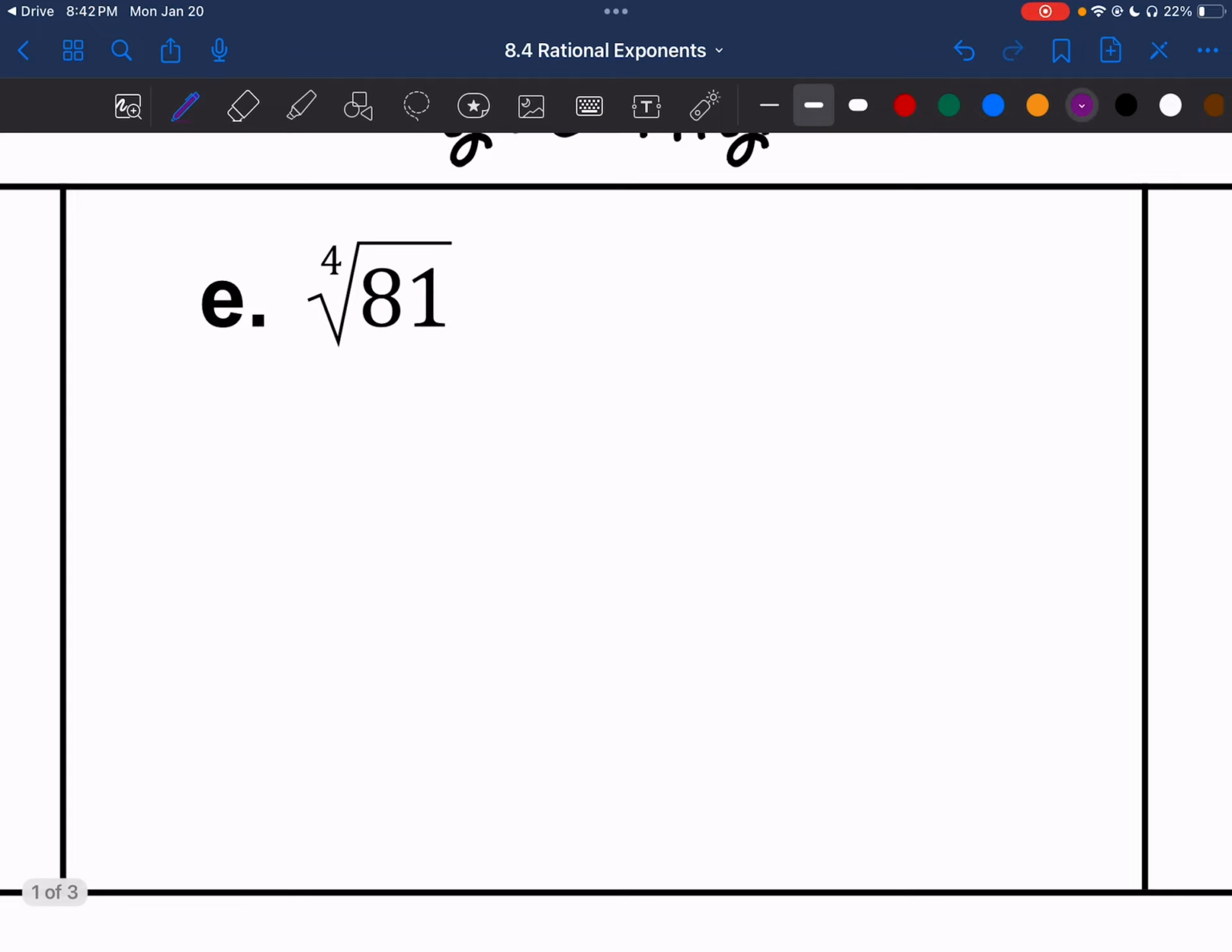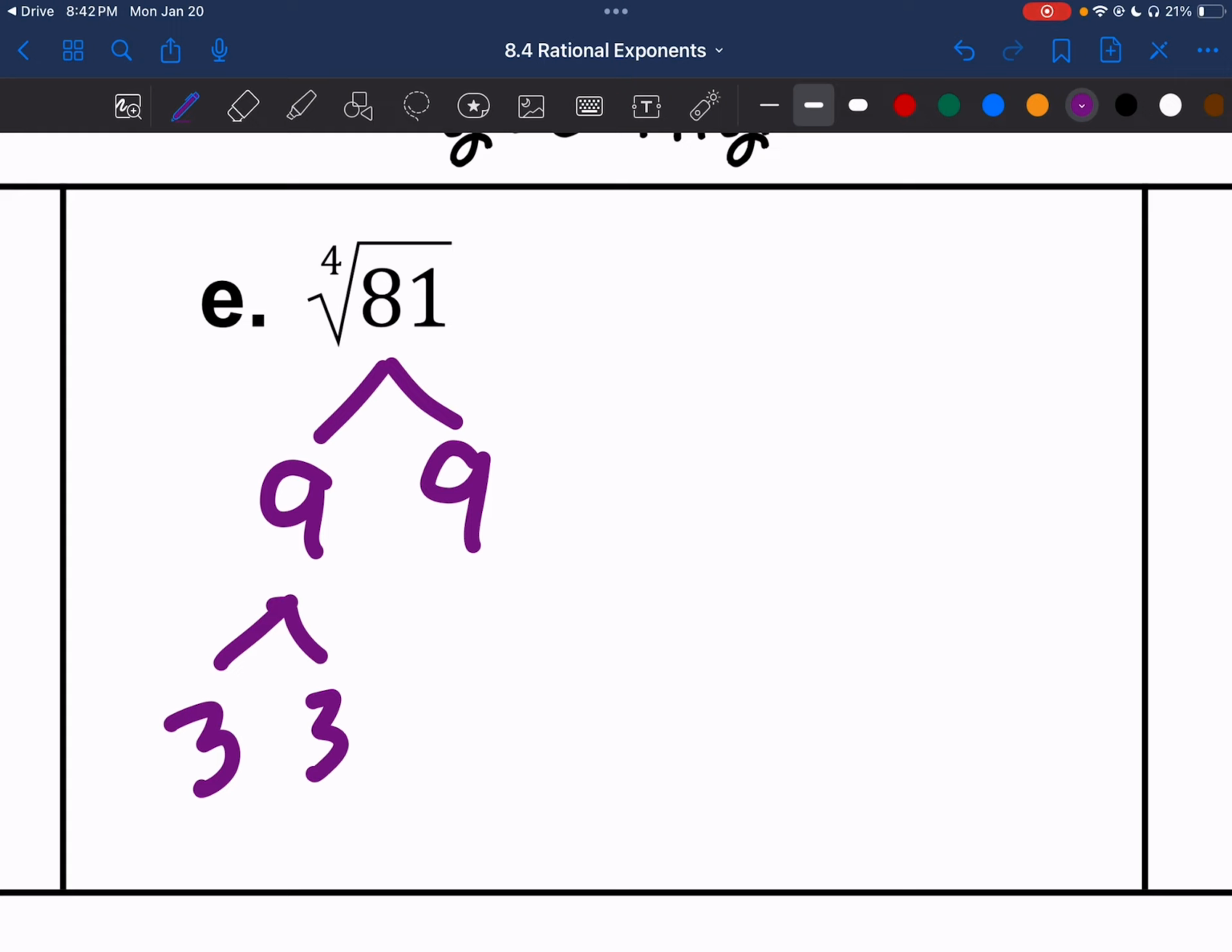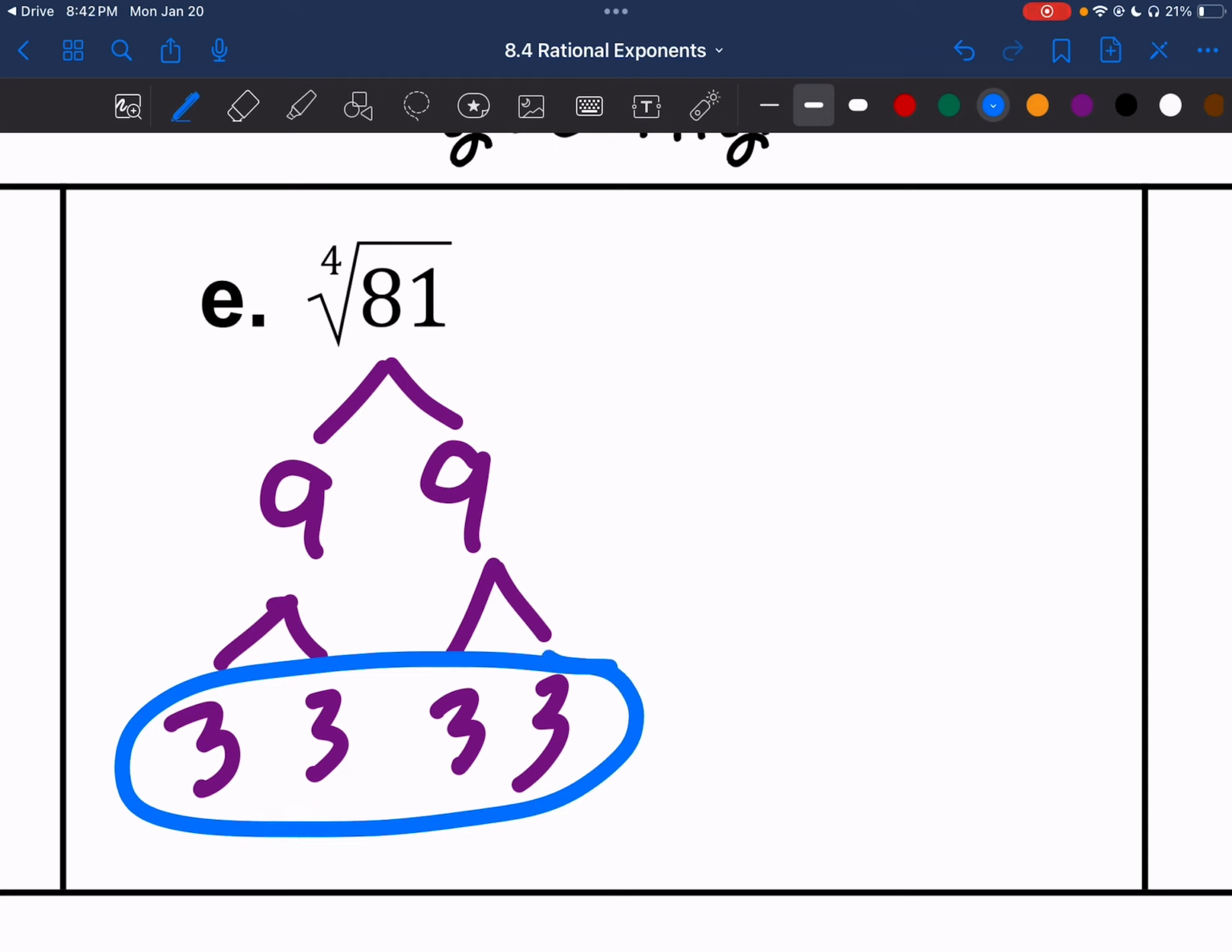Letter E, we have the fourth root of 81. Well, 81 we know is 9 times 9, and 9 is 3 times 3. Do we have a group of 4? Yes, we do, so we bring it out, and our fourth root of 81 is 3.